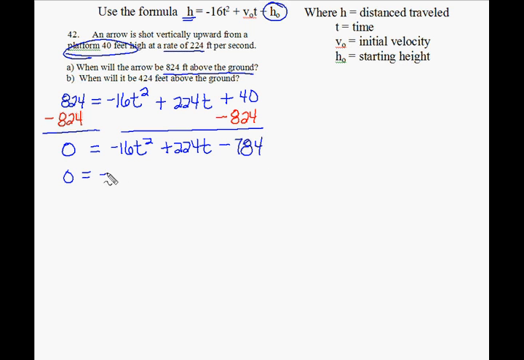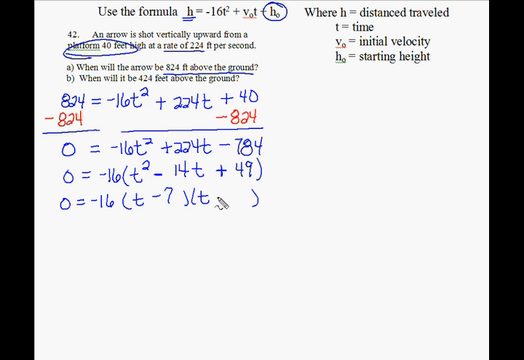And it appears that 16, actually negative 16, will go into each one of those numbers. So that'll leave us with a positive t squared, but a negative times a negative is positive, and 16 goes into 224 14 times. And a negative times a positive is a negative, and 16 goes into 784 49 times. So again, we can factor that a little bit further. Negative 16, two sets of parentheses, t in both of them. The last sign indicates the signs are going to be the same. They're both negative. Subtract 7. That'll give us a 49 and the 14.